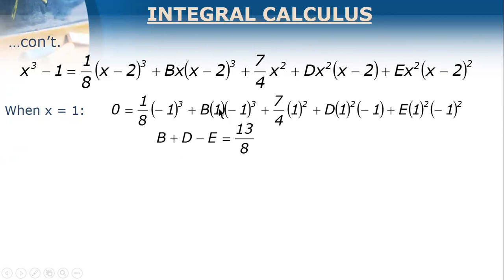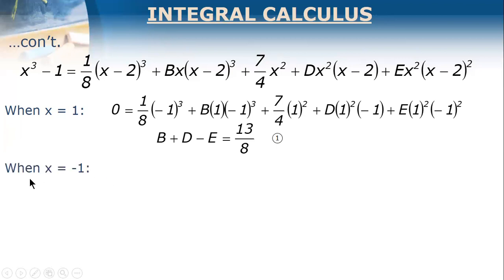Negative 1 cubed is negative 1 times 1, negative 1, negative B. So you transpose positive B. Okay, 1 squared times negative 1, negative 1, D, transpose positive D. Negative 1 squared is positive. Positive E, transpose, you have minus E. So, all the unknowns, transpose to the left side. On the right side are the constants. So, you have 7/4 minus 1/8. So, the answer is 13/8. So, this will be equation number 1.